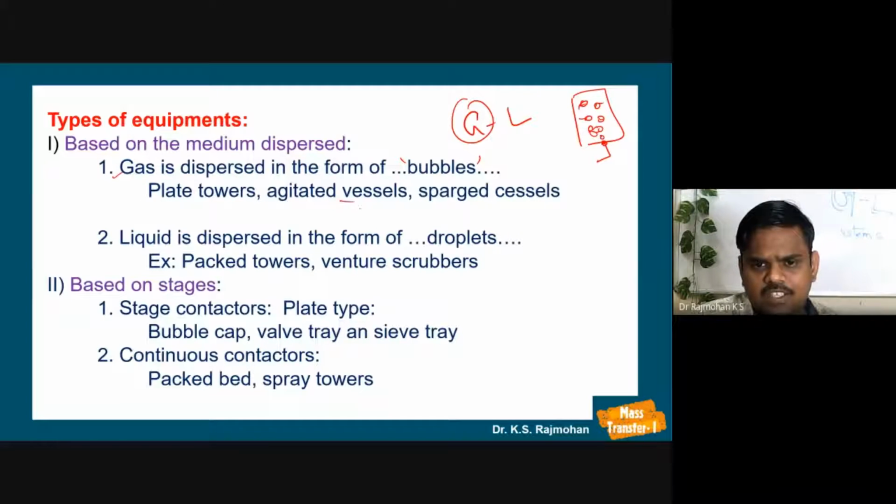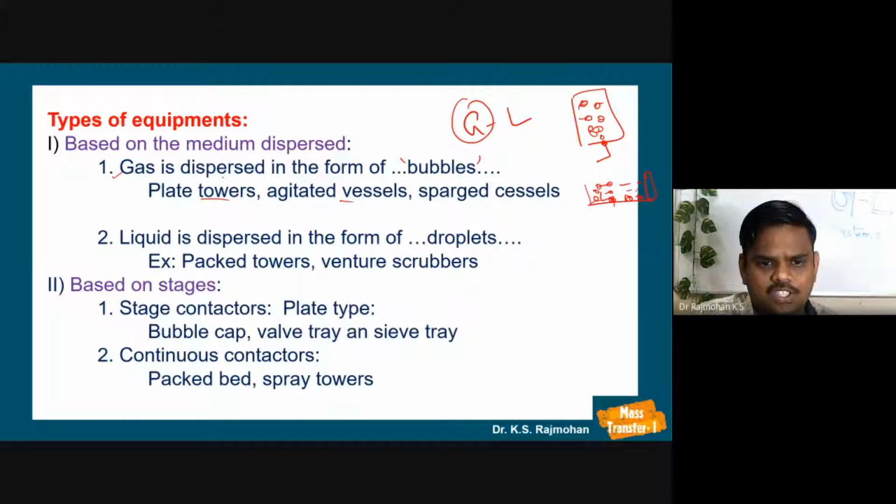For example, in agitated vessels, in plate towers, in a plate tower also you will have a liquid taken in it, and through the holes or bubble columns, gas will be introduced in the form of bubbles. Okay, so that is gas dispersed.